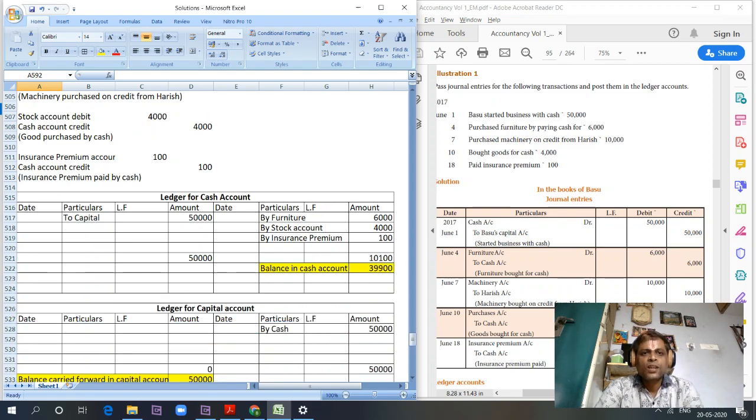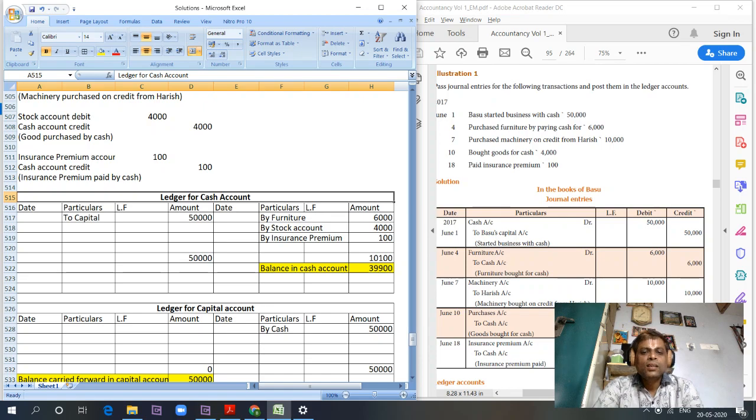So this will give you the total balance. See, there are various transactions in the cash account, right? Using journal it is hard to know the cash balance, because the journal entries happen on multiple dates. By looking into the ledger, you can see the balance in cash account. We have a balance of 39,900 rupees in cash. We introduced capital 50,000 and then spent 6,000 on furniture, 4,000 on stock, and paid insurance premium 100 rupees. So the balance available in cash is 39,900.